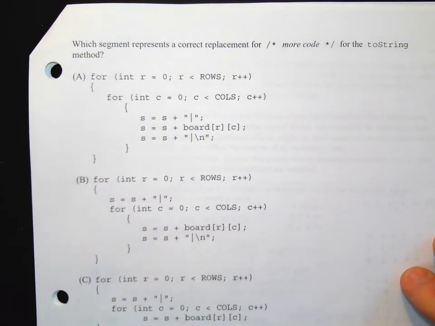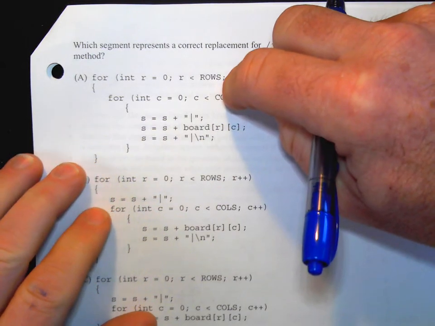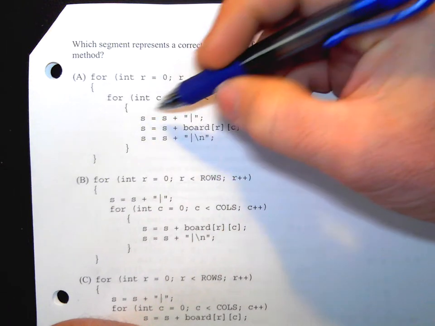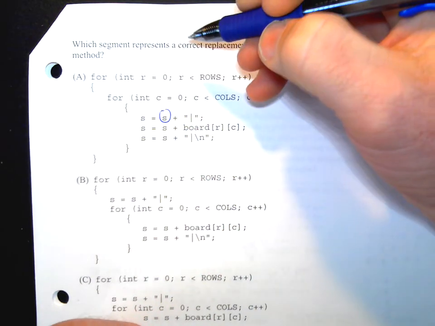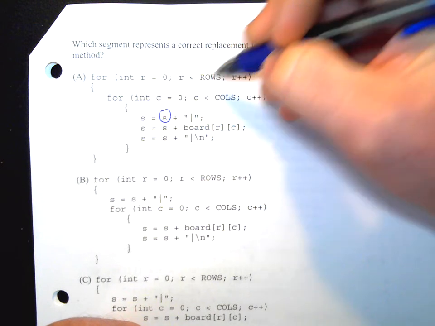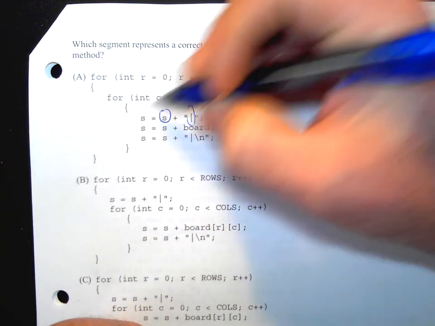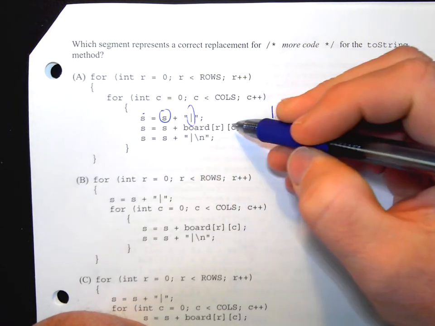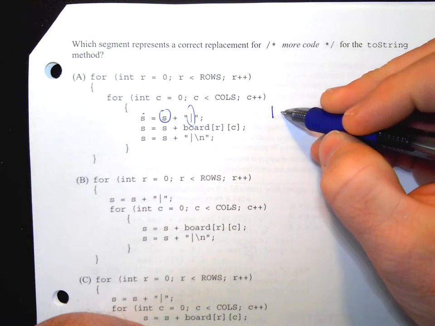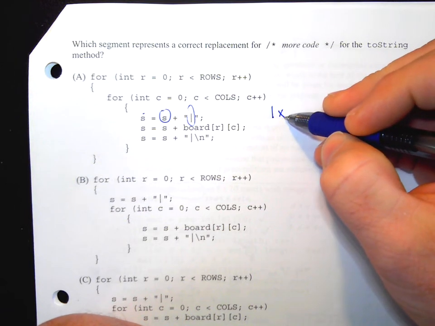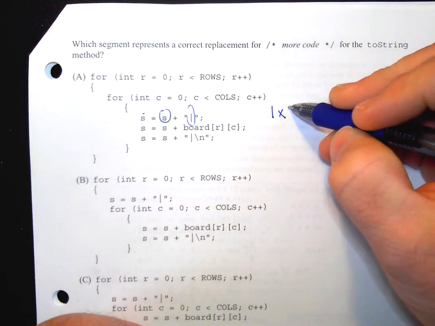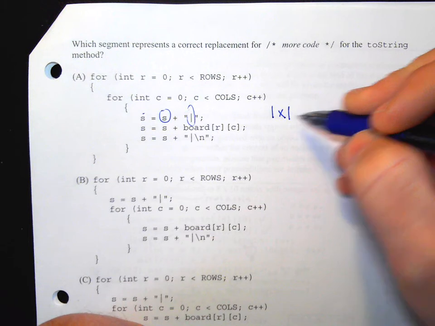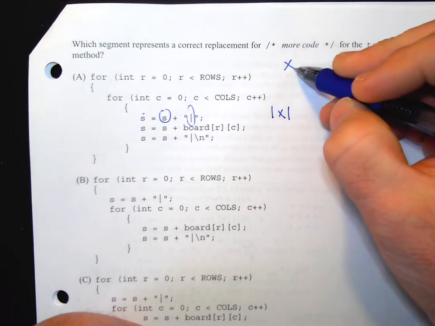So we're looking for the correct one. This goes through the rows and columns, and let's see, S equals S, what we have so far, plus a line. So at first, there's nothing in S, so it creates a line, and then it puts the current spot there, so whatever is there, like an X, and then right after that puts another line and has a new line.